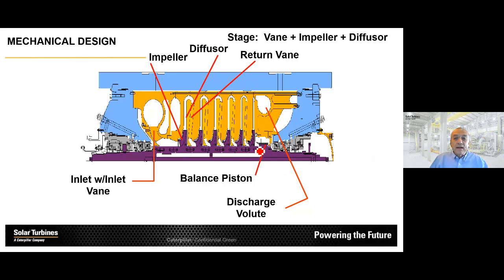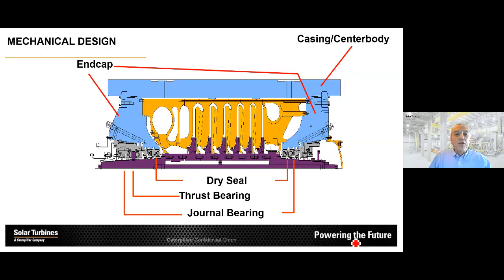The purple part forms the rotating component of the compressor. The orange parts are the aerodynamic components of the compressor that are stationary. On the mechanical side, the blue part is the pressure containing part. So we have a center body with two end caps. That is essentially the component that has to withstand the pressure difference between the gas that I'm compressing and the ambient.